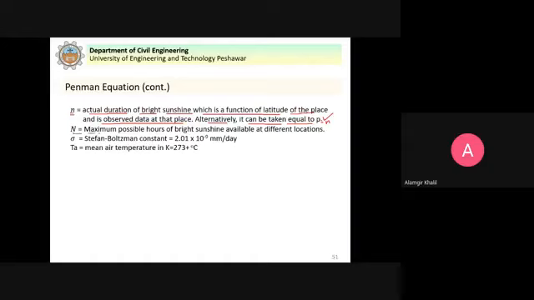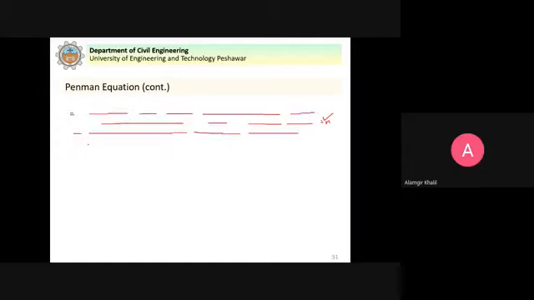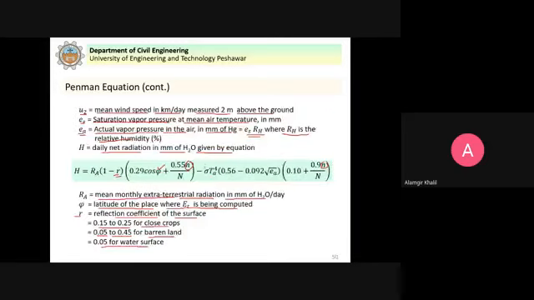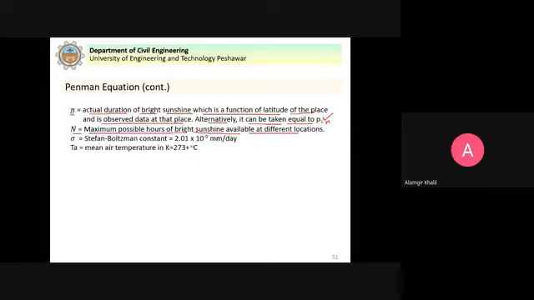Capital N is the maximum possible hours of bright sunshine available at different locations. And in this equation we have this sigma, the Stefan Boltzmann constant. Its value is 2.01 into 10 power minus 9 millimeter per day, and Ta is the mean air temperature.